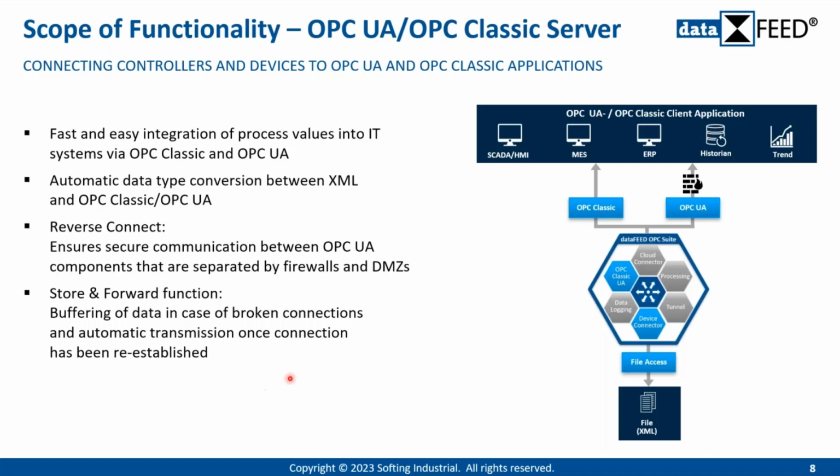In addition, we also have a store and forward function. If the connectivity to the Classic or UA server is broken, we buffer the data, and when the connection is re-established, we automatically transmit the stored data to the data destination. This is one of the typical scenarios.